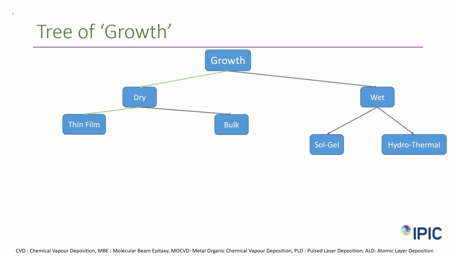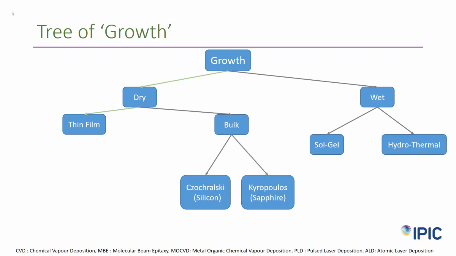For our interest, we would be clearly focusing on the dry aspect of the growth, and would be getting more into the thin film and the bulk of it. The bulk is important because we have the CZ process, or Czochralski process, by which we get the silicon substrate, which is utilized in our MOSFETs and other devices. In the meantime, it is also used for photonic devices as well. I will also mention the Kyropoulos process, which is for sapphire.